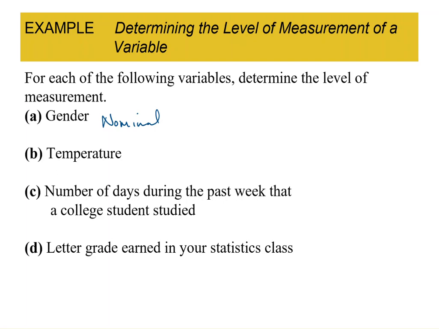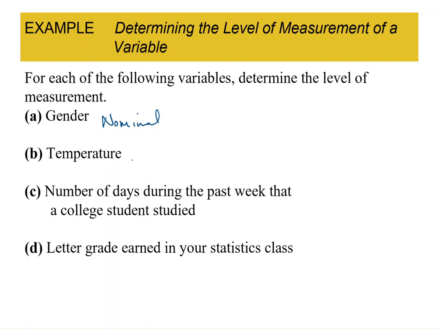And next we look at temperature. Again, that's certainly at the nominal level. Go up to ordinal and see if it also satisfies that. Can the temperatures be ranked? Yes, they can be put in order, say from least to greatest, and that would indicate a progression of warmer and warmer temperatures as we go along.